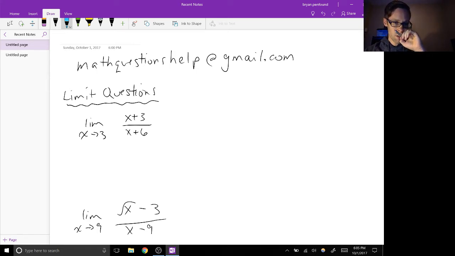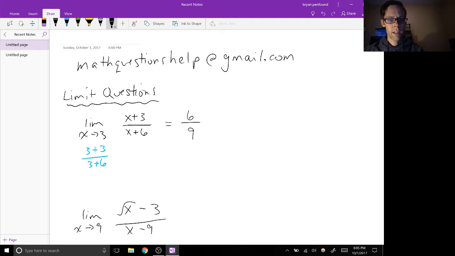So in blue, I'm just going to work through my thought process. I'm going to sub in 3 into the numerator and 3 into the denominator, and I'm going to get 6 over 9. So in this case, because I don't have division by 0, I don't have to look for some kind of alternate strategy to solve this limit, and direct substitution is going to be perfectly fine.